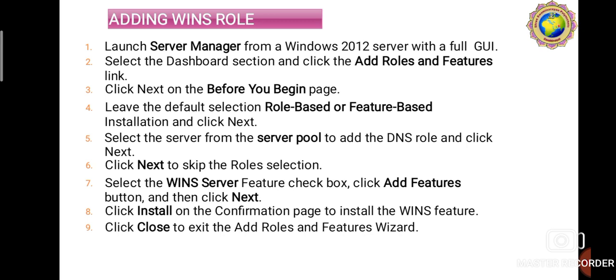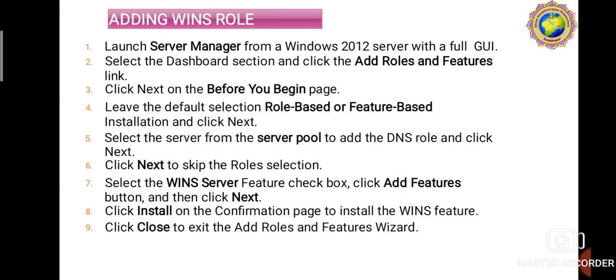Then select the dashboard section and click the add roles and features link, and then click next on the before you begin page. Leave the default selection, role based or feature based installation, and then click next. Select the server from the server pool to add the DNS role and click next. Click next to skip the roles selection. Then select the WINS server features checkbox. Click add features button and then click next. Click install on the confirmation page to install the WINS features and then click close to exit the add roles and features wizard. These are the steps for adding the WINS role.